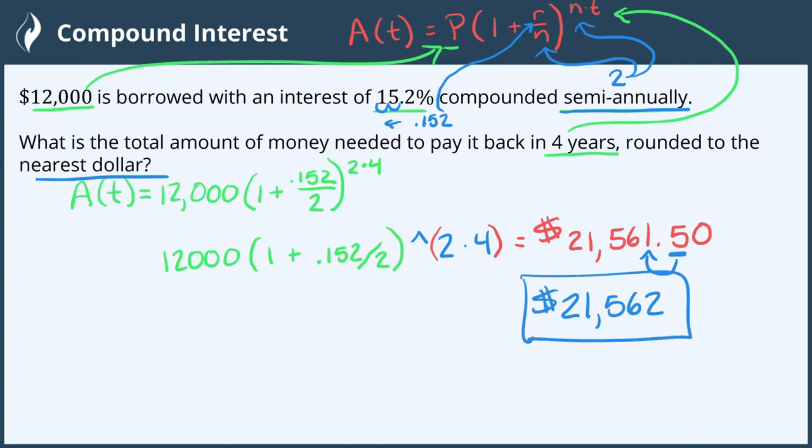$21,562. And now we've answered: the $12,000 borrowed at an interest of 15.2%, compounded semi-annually, will give us a total amount of money after 4 years of $21,562.